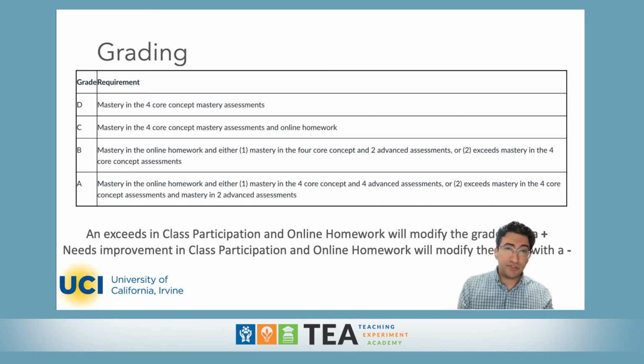So if you do enough of the mastery in the advanced courses, you can still get a good grade. If you show mastery in everything, you get an A in the class. But likewise, you can also just show exceeds mastery in the 4 core and 2 of the advanced and still receive an A. The class participation and the pre-lecture quizzes we use then as the modifier. So that's how you get a plus or a minus. If you participate in class and do all the pre-lecture quizzes, sorry, that should say pre-lecture quiz, not online homework, down here, then that will give you a plus. If you don't show mastery in those, then you'll receive a minus.